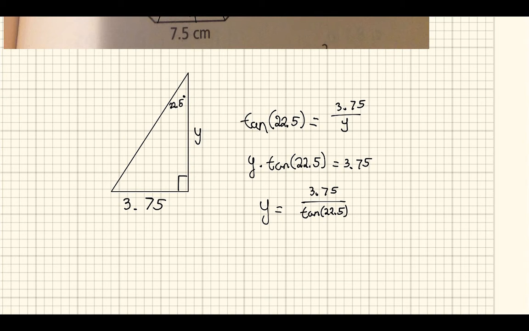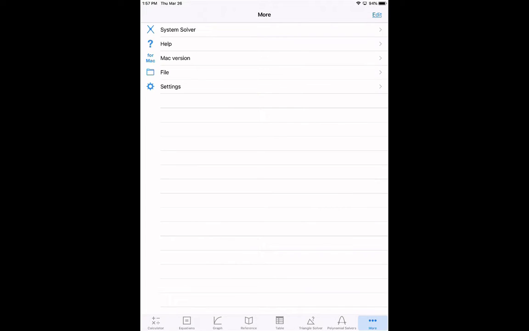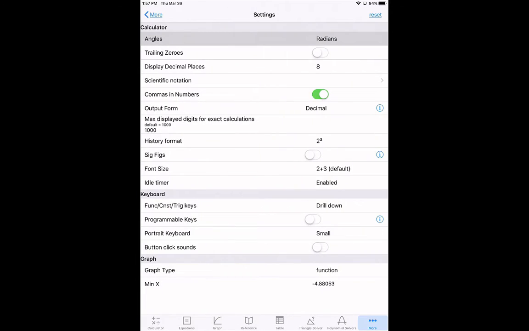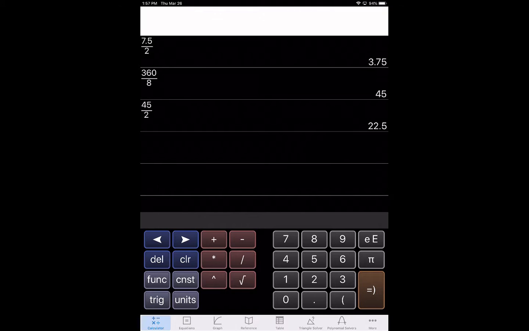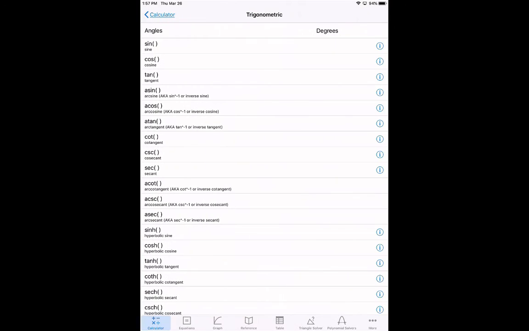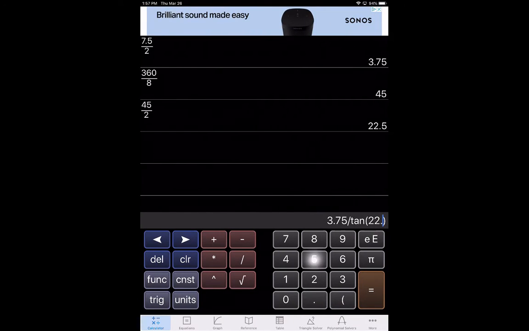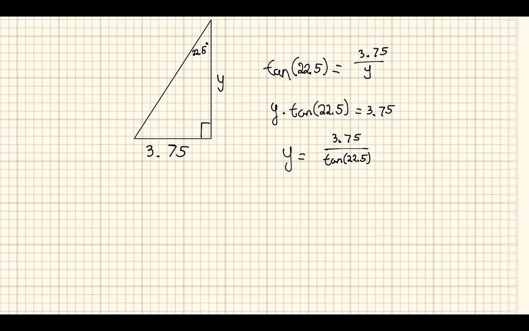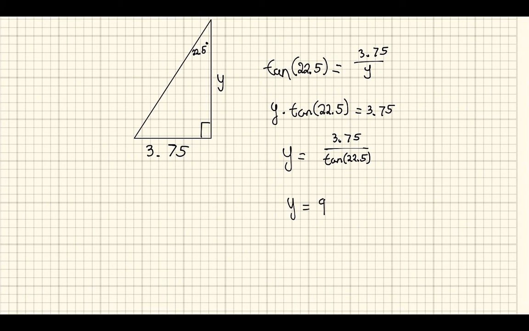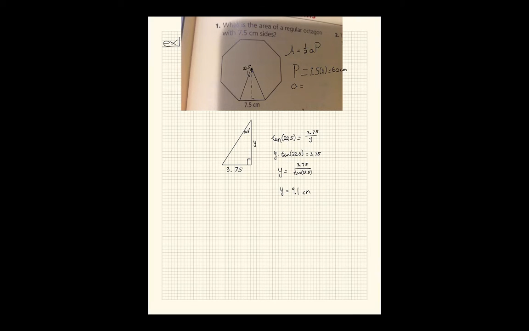So let's calculate that. Make sure my calculator's in degree mode. It's in radians right now, so change it back to degrees. So we have 3.75 divided by the tan of 22.5. Get a 9.05. We'll round that to 9.1 for my y, which technically is, we said that's the distance here, that's my apothem. So we have a 9.1.